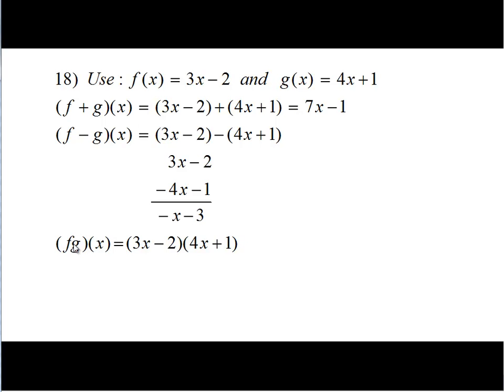Okay, whenever they're multiplied like this, next to each other, that means multiplication. 3x times 4x is 12x squared. 3x times 1 is 3x. 2 times 4 is 8, and 2 times 1 is minus 2. Combine those, you get 12x squared minus 5x minus 2.